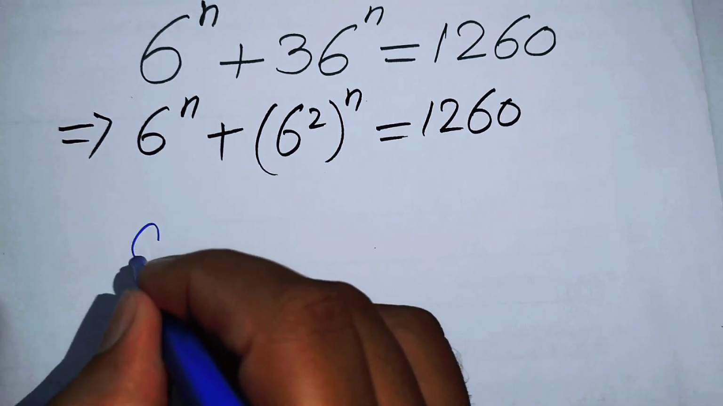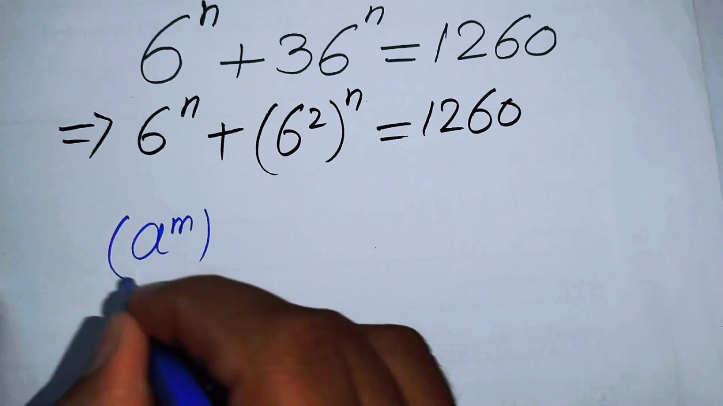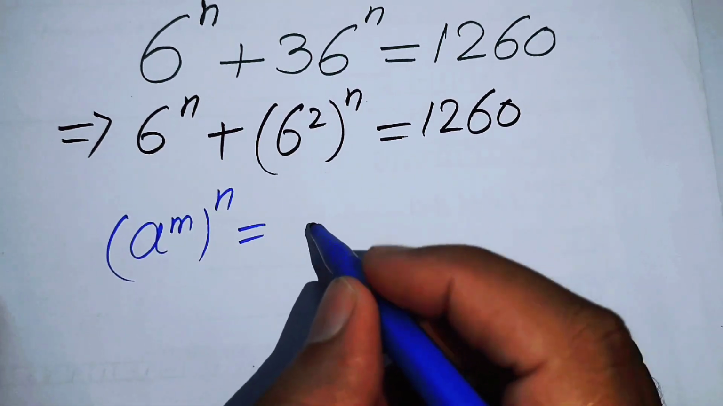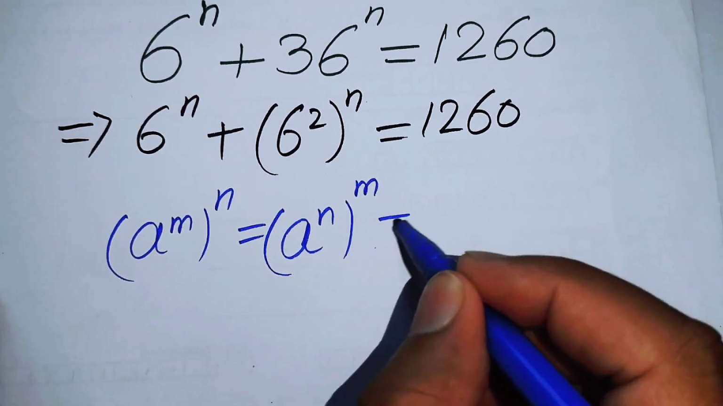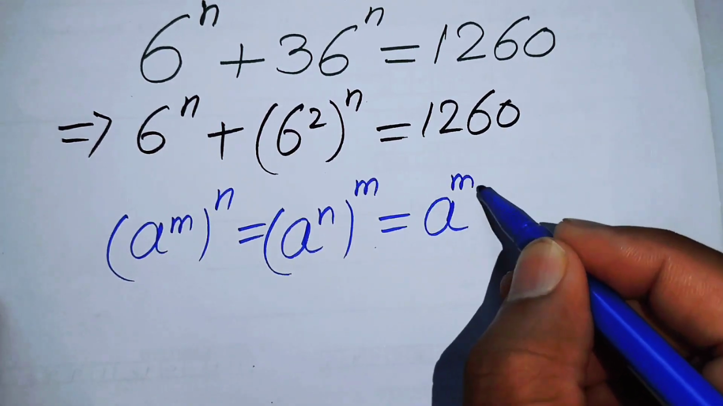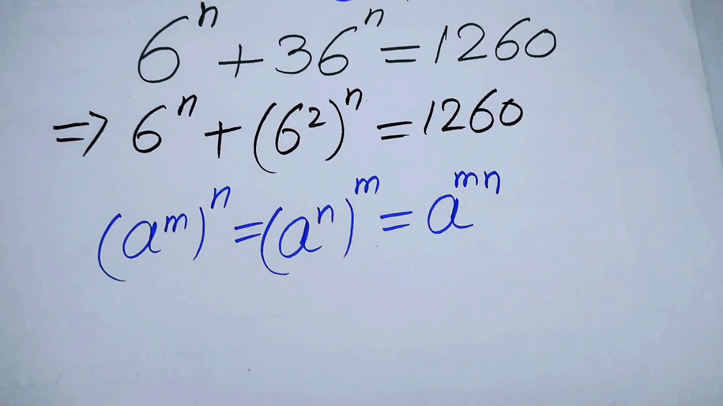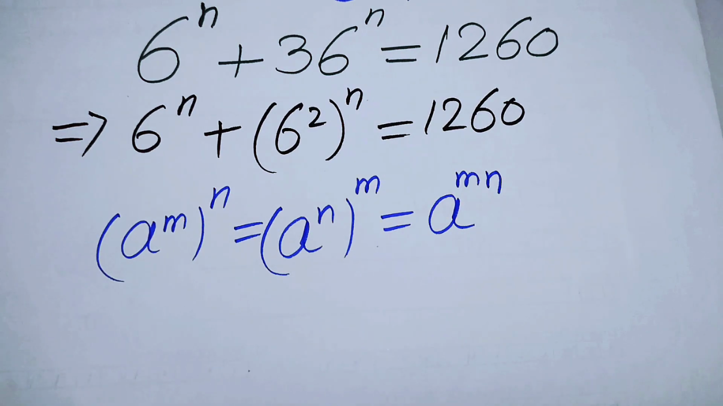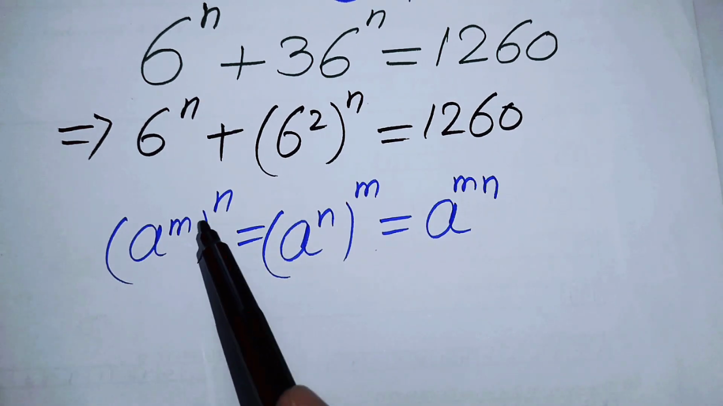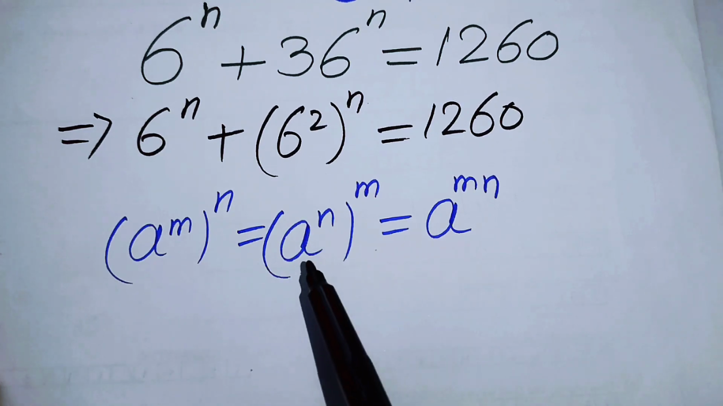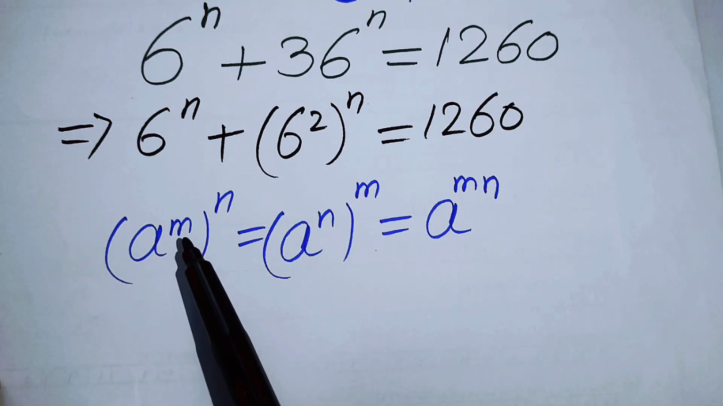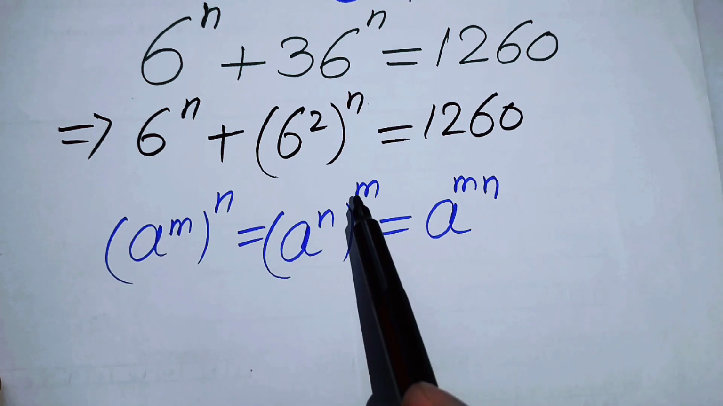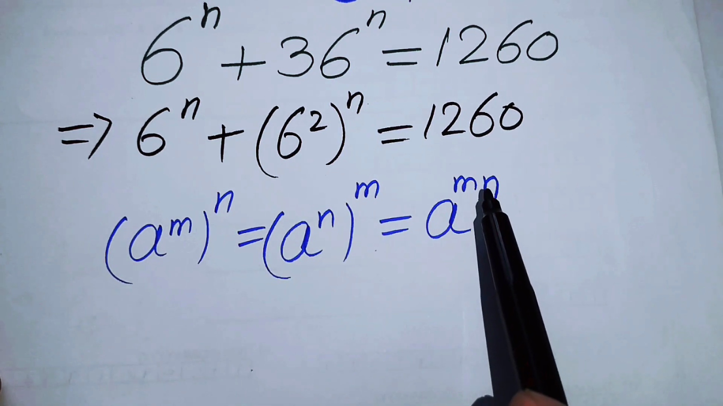If we have a to the power of m to the power of n, it is equal to a to the power of n to the power of m, which is equal to a to the power of m times n. It means that if you interchange these two exponents, you always find the same answer. If you have a to the power of m to the power of n, you get a to the power of m times n.